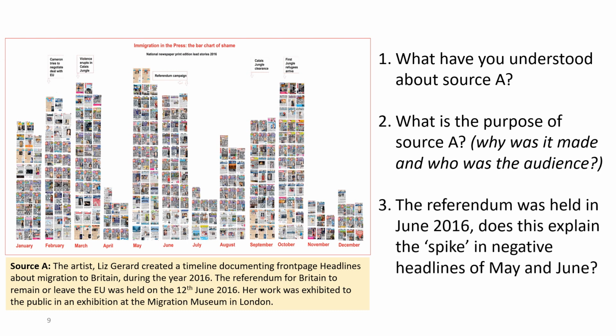And finally, the referendum was held in June 2016. Does this help to explain the spike, so the peak, of negative headlines around May-June time? Why might there be more negative headlines in the newspapers at that time, just before the referendum's held? So have a think. So 3 tasks there. Do pause the video now and complete those in full sentences, writing a couple of sentences for each question.